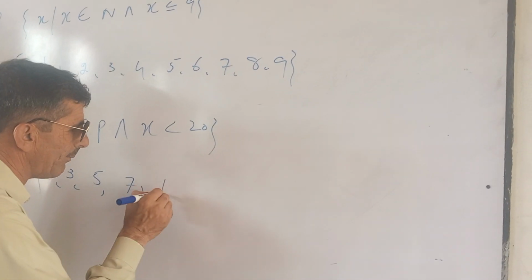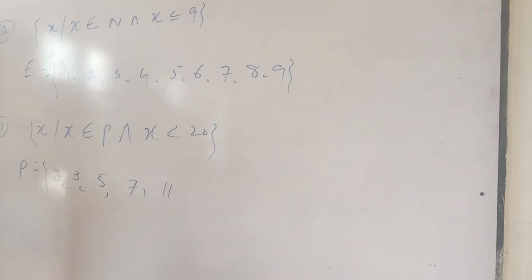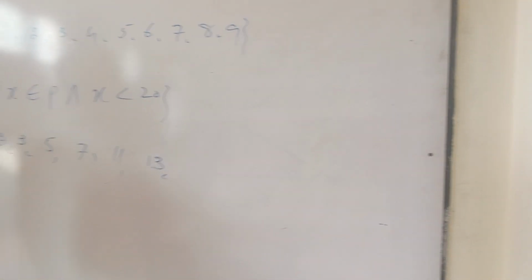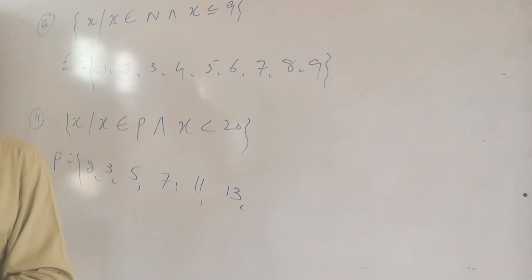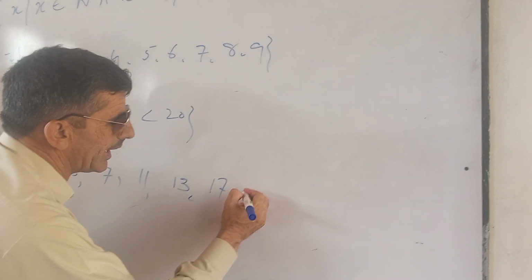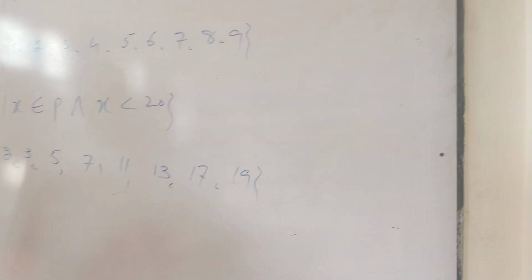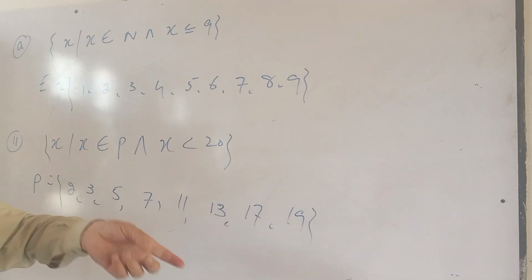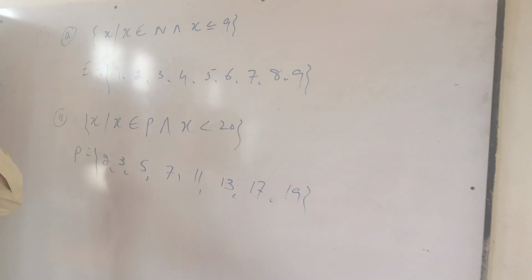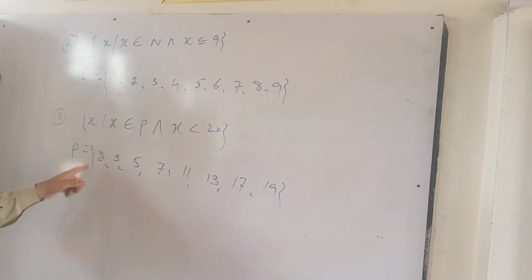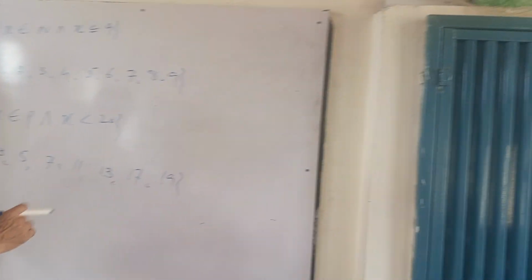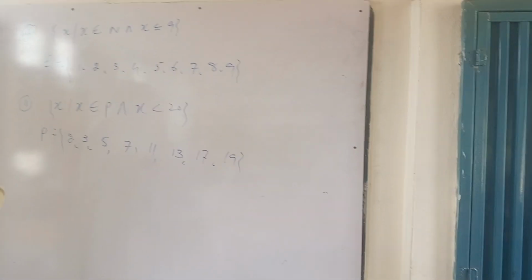Similarly, 11 is a prime number. It has only two factors. 12 is not a prime. 13 is a prime. 14 is not prime. 15 is not prime. 16 is not prime. And 17 is a prime. And 19 is also a prime. So the set of prime numbers which are less than 20. 19 is less than 20. So these numbers are 2, 3, 5, 7, 11, 13, 17, and 19. These are all the prime numbers.